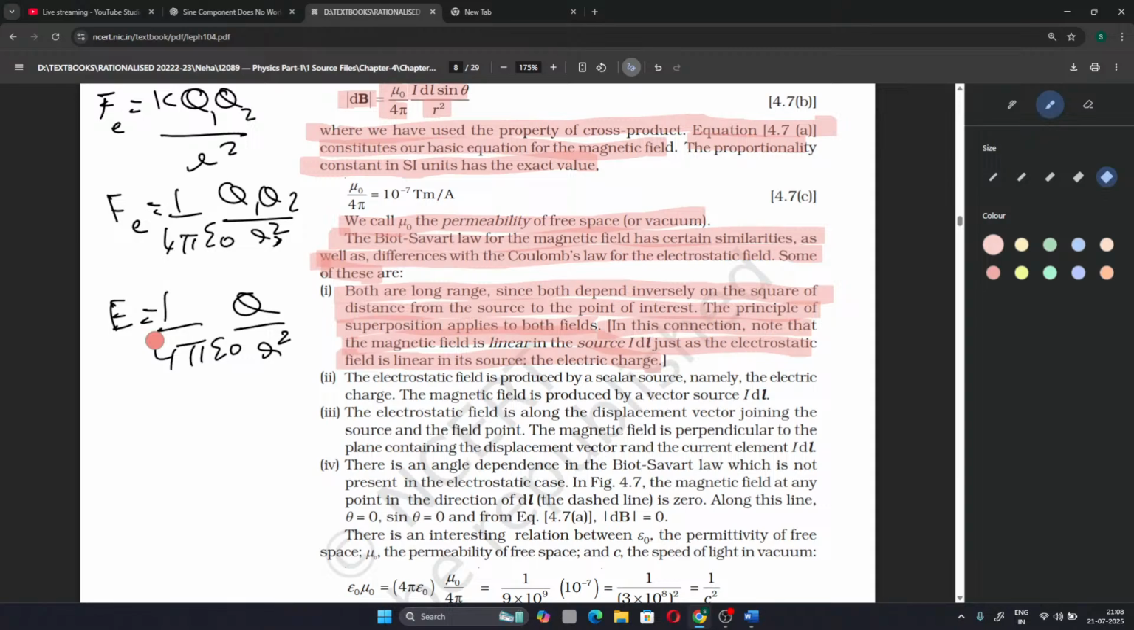I'm not sure what they mean by linear here. I believe it is dependence they are talking about.